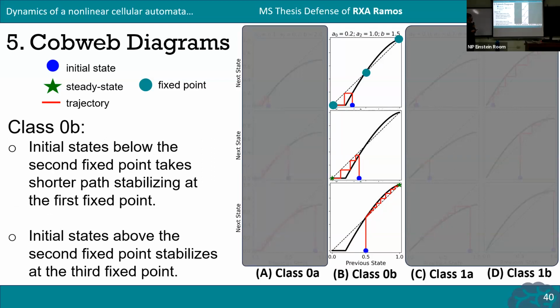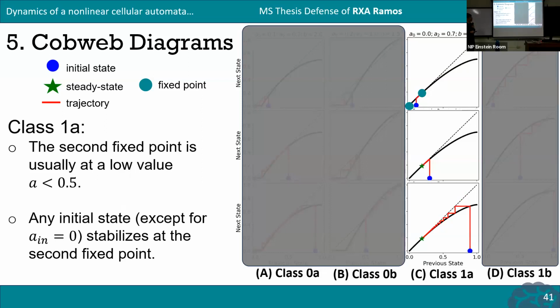However, in class 0B, we have 3 fixed points. Initial states below the second fixed point take shorter paths, stabilizing at the first fixed point, as shown by these 2 cobweb diagrams. But initial states above the second fixed point stabilize at the third fixed point and take a longer path. Hence, a collection of these neurons will most likely transition to the quiescent steady state, because it only takes these initial states a very short time to move towards 0 compared to states on the upper half of the activation function. The initial states here are overwhelmed by the faster trajectory to the 0 quiescent steady state in this region. Hence, this results in a slow decay to the quiescent steady state.